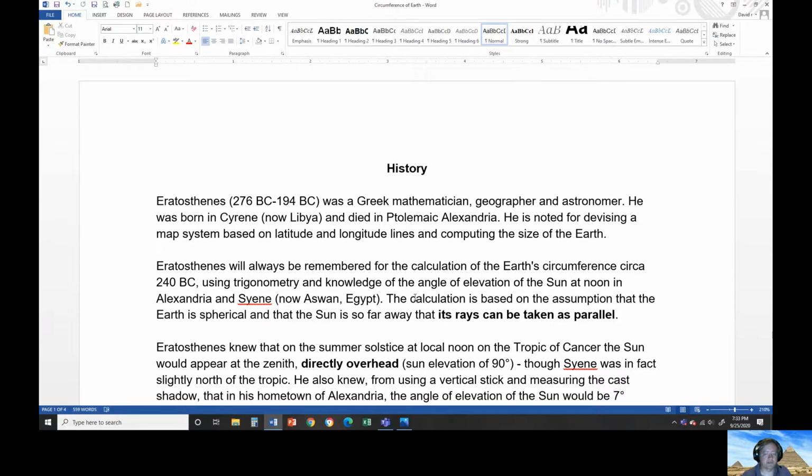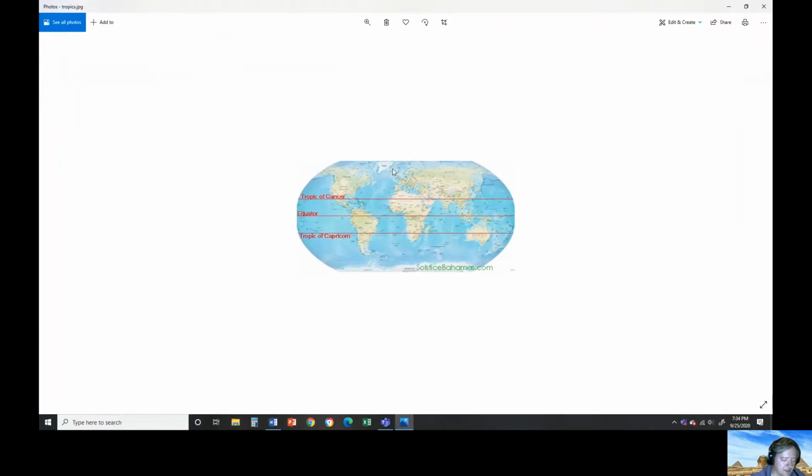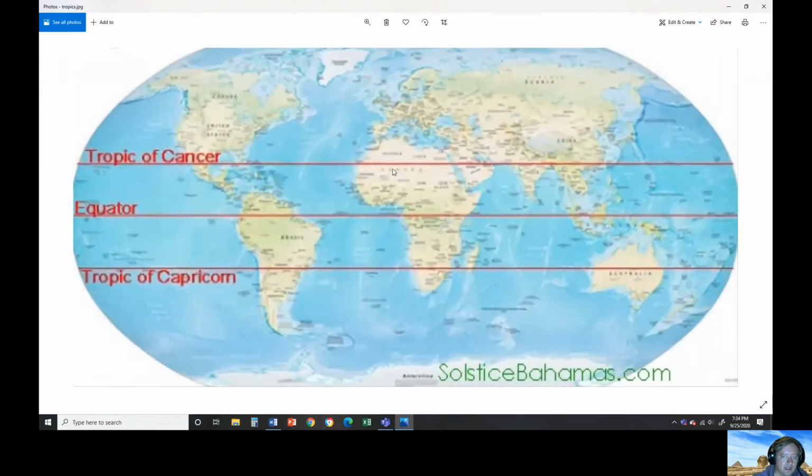Syene is on the Tropic of Cancer. Now, I've always seen these on a map. I'm going to make this a little bit bigger so you can see it. Tropic of Cancer is here. So Syene is here. Egypt crosses over. So that's where Syene is at. And the Tropic of Capricorn, Tropic of Cancer. I never knew what they were on the globe. I just knew that they were tropics.